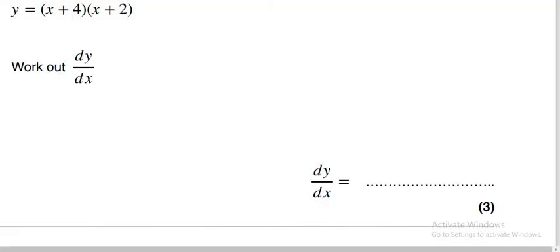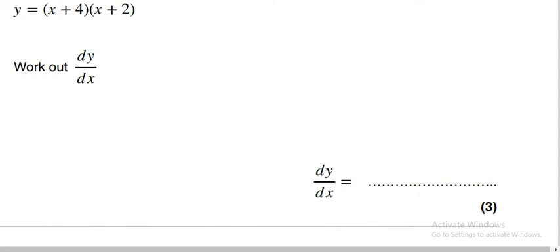The next question, dy by dx. The expression is y equal open bracket x plus 4 close bracket, open bracket x plus 2 close bracket, multiplied. Here y is the subject, and on the other side x is the variable. Do we have root? No. Do we have bracket in the denominator? No. Do we have bracket? Yes. Which form of bracket? Bracket multiply bracket. So we will expand.